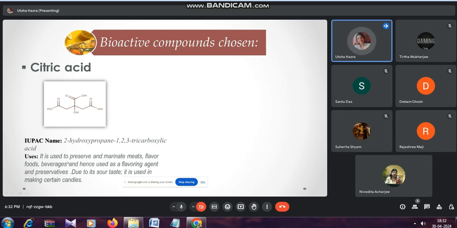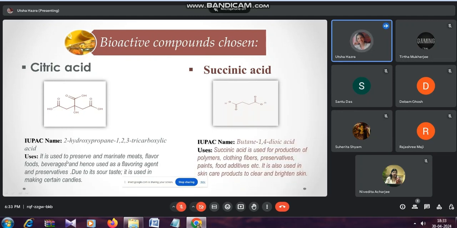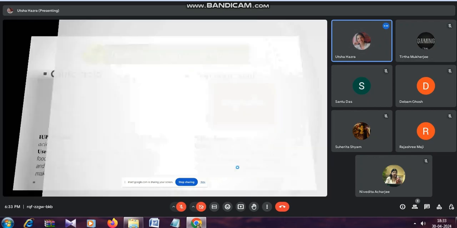Next, we come to the next compound, succinic acid. This is the structure of succinic acid. The IUPAC name is butane-1,4-dioic acid, and succinic acid is used for the production of polymers, clothing fibers, preservatives, paints, food additives, etc. It is also used in skincare products to clear and brighten skin.